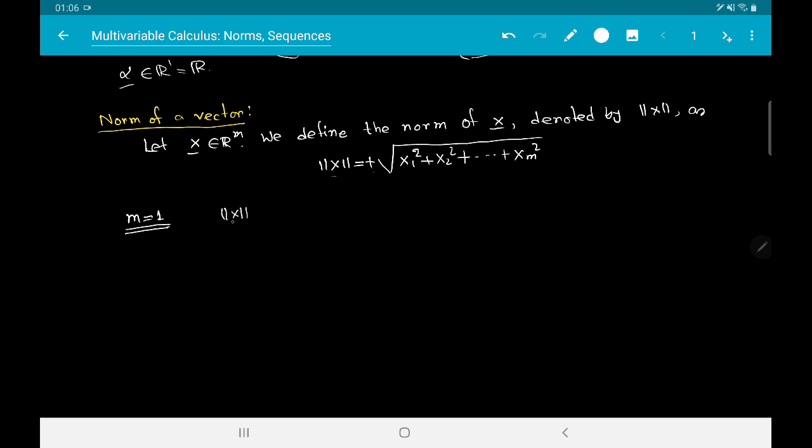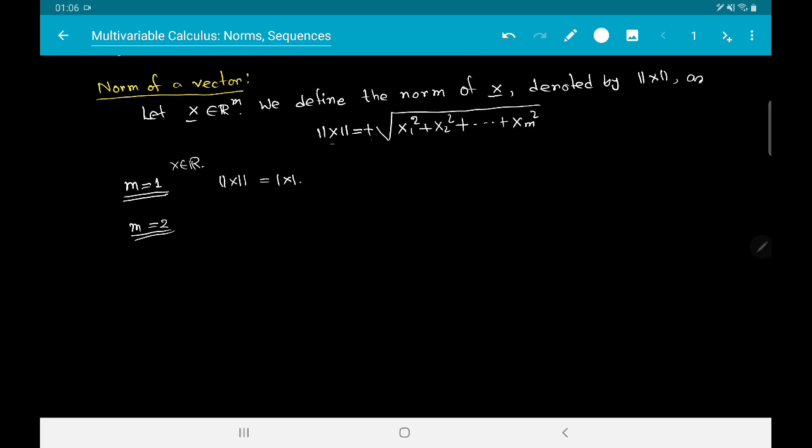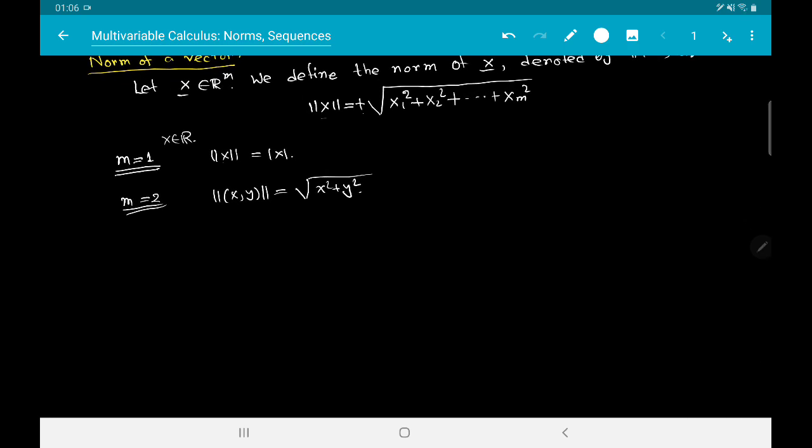Now the norm of x, if m is equal to 1, so in this case x is a real number, the norm of x is equal to the modulus of x. If I take m bigger than 1, then I have given the formula. But let me look at this special case again. M equal to 2, what does it give us? The norm of this element is the square root of x squared plus y squared. You have seen in your coordinate geometry courses in high school that this is exactly the distance of this point from the origin.